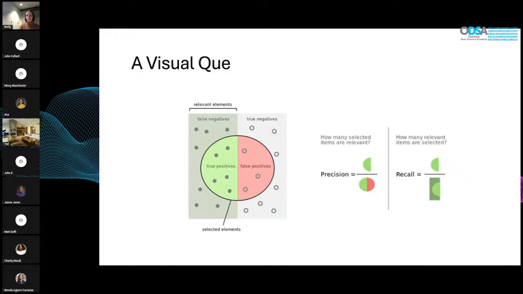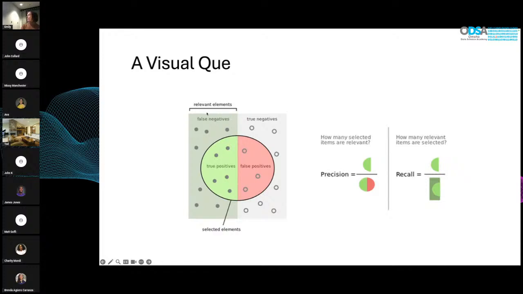So in this picture on the left, this is all of our data. This is our entire data set. And here in the circle are the predictions made by our model that predicted 1. And everything outside of this circle, the model predicted as 0. So if we look inside of this circle, the things in this green area, we predicted as 1, and they were actually 1. The things inside the circle, but in the red area, we predicted as 1, but they were actually 0. So you see the zeros here.